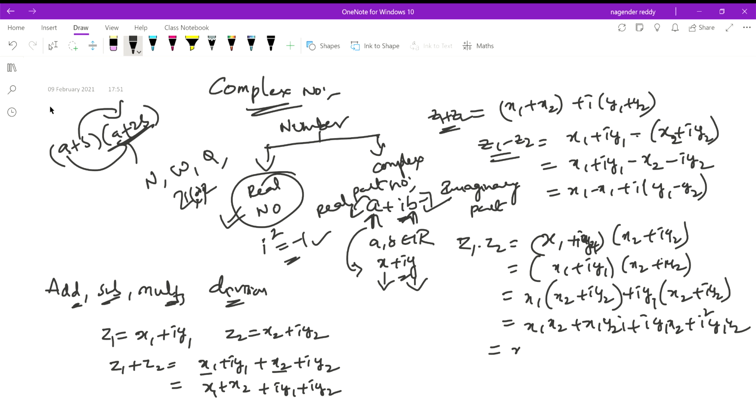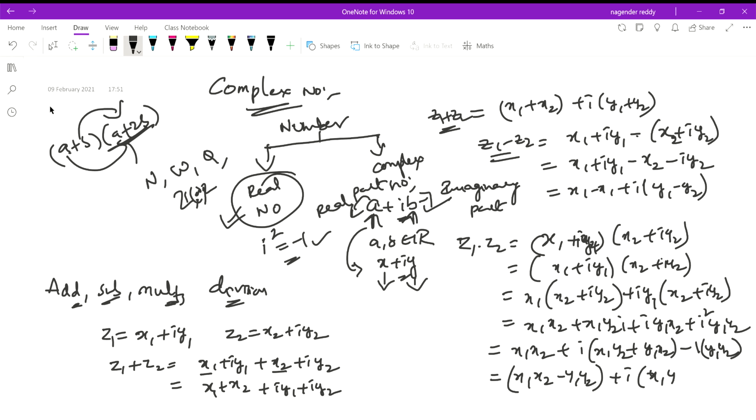So that is equal to x1 x2 plus, wherever i is there, you can take i common. Then what will happen? x1 y2 plus y1 x2, minus i square gives you 1, that is minus 1, then y1 y2 minus 1 into y1 y2, minus y1 y2, right? Then you can write here, because there is no i here now, it is a real part only. This real part is x1 x2 minus y1 y2 plus i into x1 y2 plus y1 x2. This is the product of the two complex numbers.